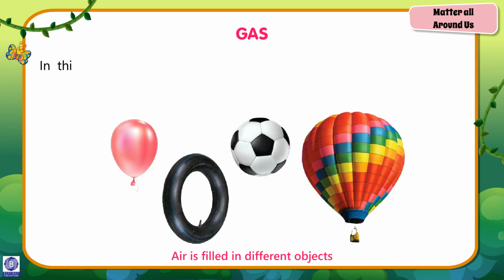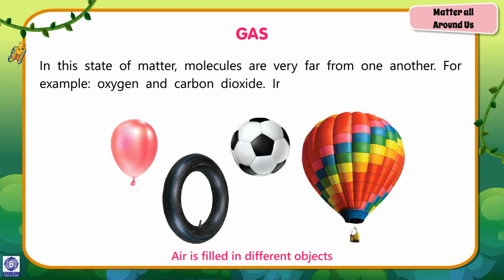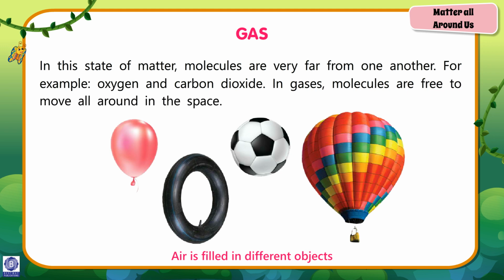Gas. In this state of matter, molecules are very far from one another. For example, oxygen and carbon dioxide. In gases, molecules are free to move all around in the space. So, they do not have fixed shape and volume.